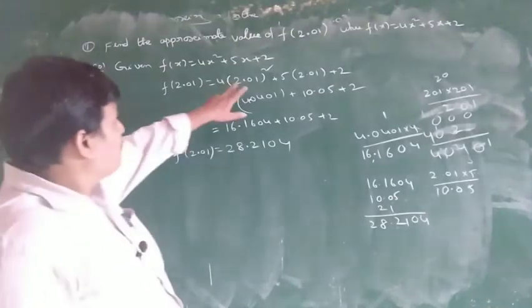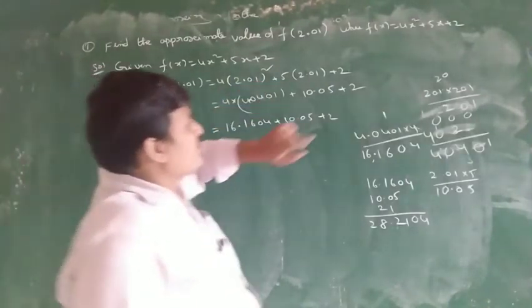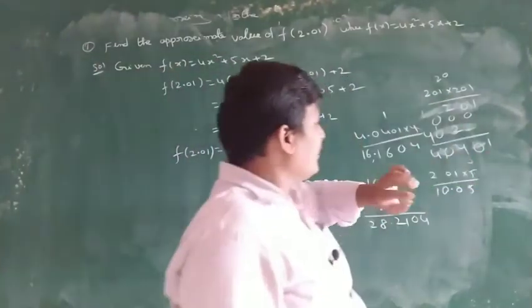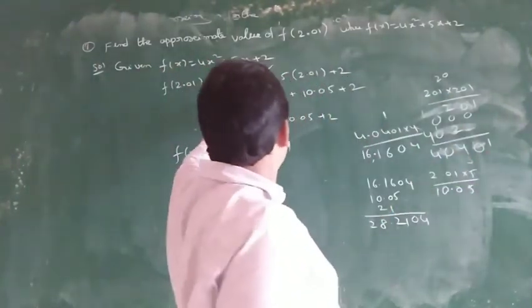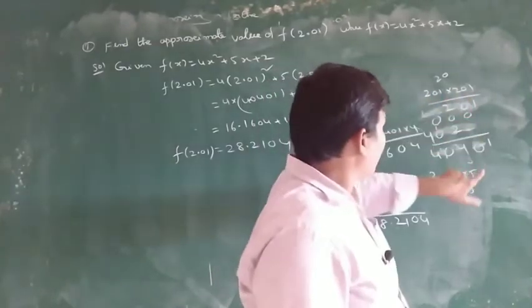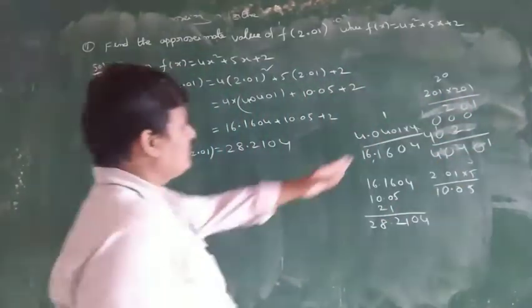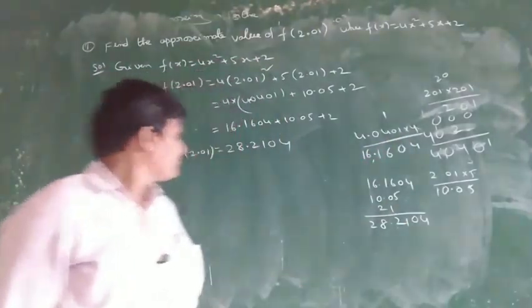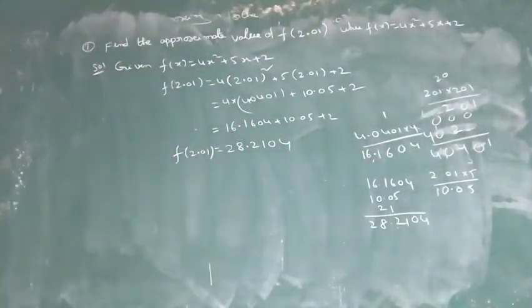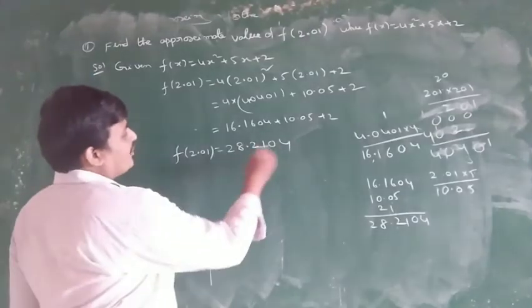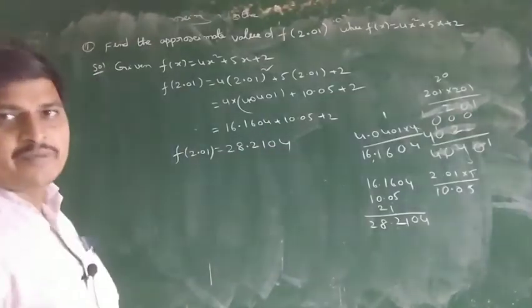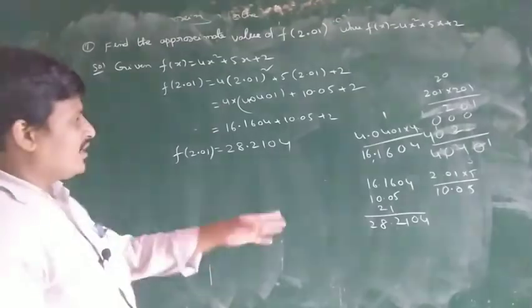First, 2.01 whole square means 201 multiply and points: 2 points after 2, plus 2, 4 points, 1 2 3 4 points, into 4. Okay, this problem is nearly 28.21. So all calculations.